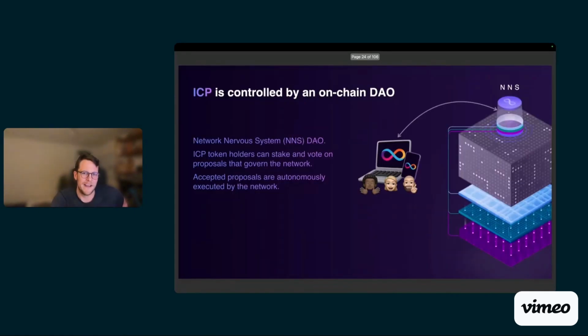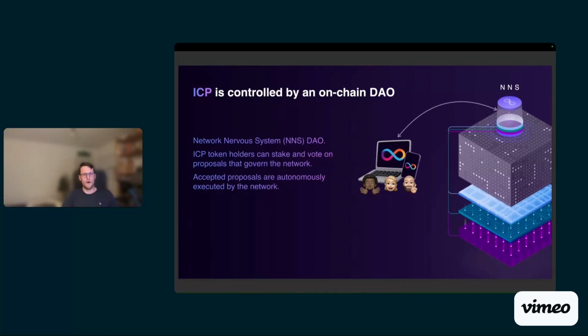You might have asked yourself, I mentioned a lot of times that we somehow create these subnets, and we have nodes that can be rotated out of a subnet or into other subnets. How does that work? At its core, the internet computer is controlled by a DAO, a decentralized autonomous organization. This DAO is called the network nervous system, and the network nervous system lives on the first subnet that is ever created.